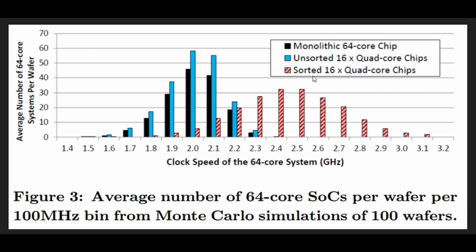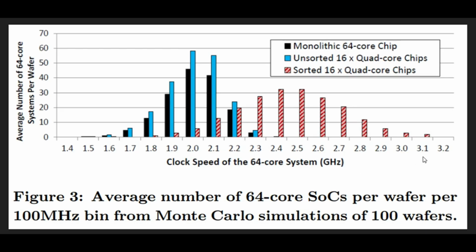Possibly even more importantly though, the top end has dramatically increased. The fastest 64-core monolithic chip they could get was 2.3 GHz. However, with speed binning, the very best 16 chips they could get off 100 wafers allowed them to create a system on chip at 3.1 GHz. That is 35% faster. The same architecture, remember, 35% faster clock speed simply by binning the fastest chips all together onto one system.